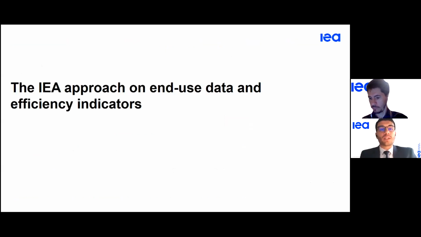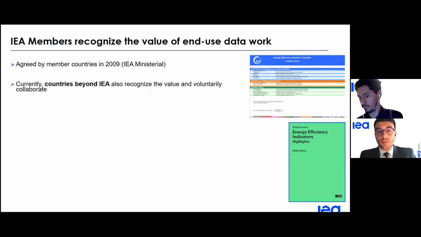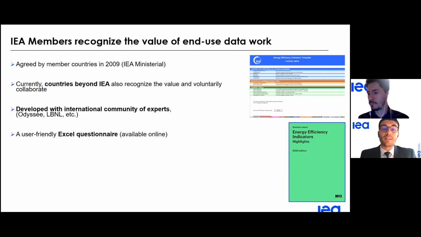I would also like to take this opportunity to shortly introduce the work we do here at the IEA, the IEA's approach on end-use data and energy efficiency indicators. And next, this is a work stream that was approved in an IEA ministerial in 2009, and it started as an IEA member countries' effort, but we are glad to say that now we have expanded beyond membership. And increasingly, countries are recognizing the value of this work stream, and they are also collaborating with us more closely to identify the methodologies to develop indicators at the national level.